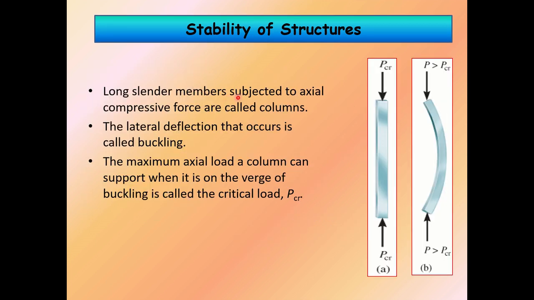Long slender members subjected to axial compressive force are called columns. The lateral deflection that occurs is called buckling. The maximum load a column can support when it is on the verge of buckling is called the critical load, or P critical. P critical is applied at the column. If the load P increases over P critical, the column will buckle at the midpoint.